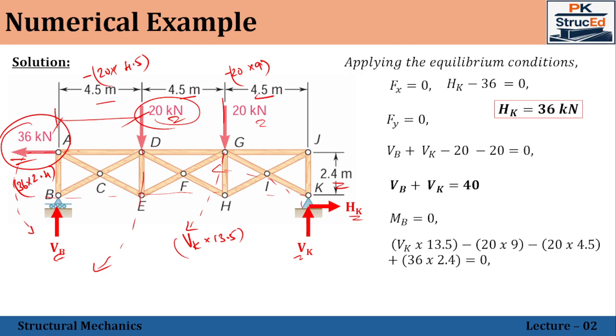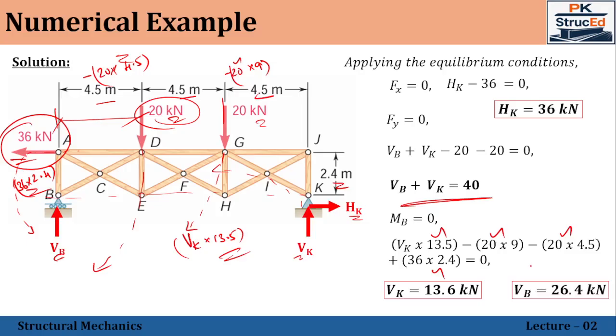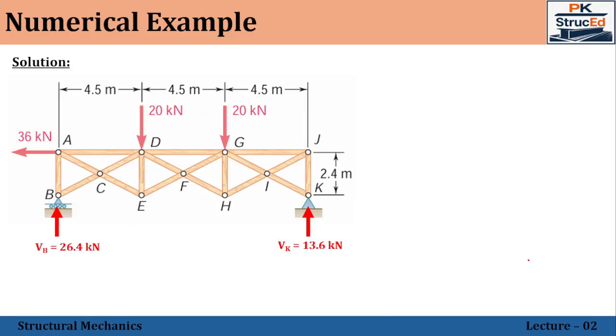That's it. Now you can see that Vk into 13.5 has been taken, minus 20 into 9 has been taken, minus 20 into 4.5 has been taken, as well as 36 into 2.4, equal to 0. Now solving this, we get the value of Vk as 13.6 kilonewton. Substituting in this equation, we get Vb as 26.4 kilonewton. So we got the support reactions.